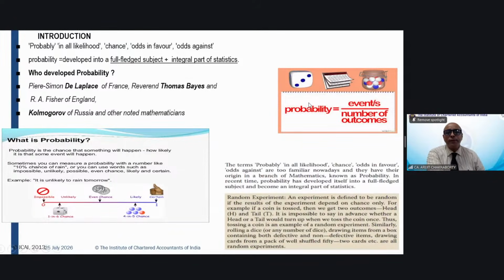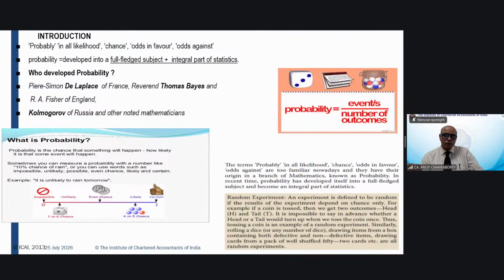So the probability is a mathematical measure. It ranges between 0 and 1. That means probability can never exceed 1. Probability can never be negative. So the minimum is 0, the maximum value is 1. And very briefly, from a very introductory, basic idea, probability is a ratio, a fraction: number of events divided by the number of outcomes.